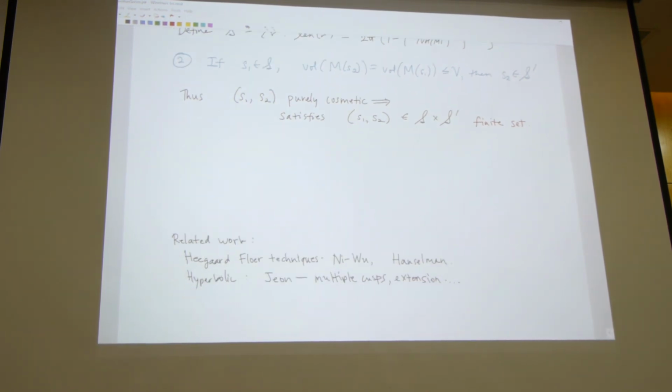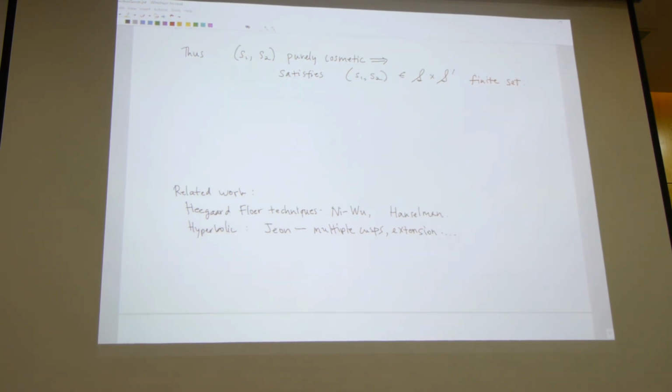I should say too, there's a lot of related work. The Heegaard Floer people, I mentioned me and others. Jonathan Hanselman has also been looking at the cosmetic surgery conjecture for knots up to some number of crossings. In the hyperbolic setting, Bo-Guang Jian has some work looking at multiple cusps and extensions to orientation reversing as well. So this is all work that's also been done.